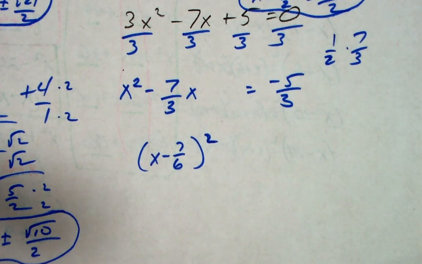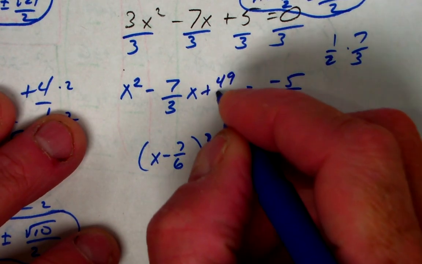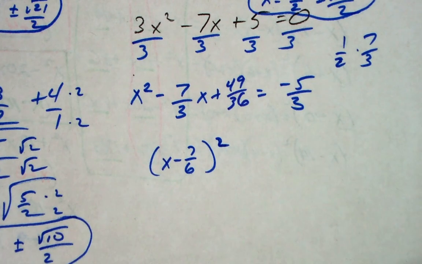What should I do to both sides? 49. I heard it from 49 over 36. Why? 7 squared over 6 squared.